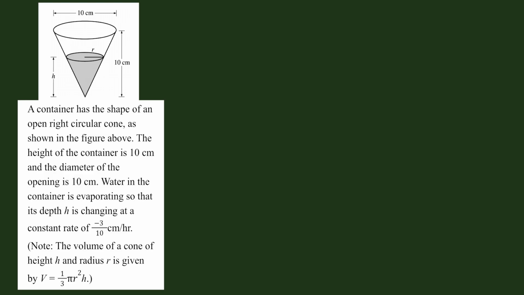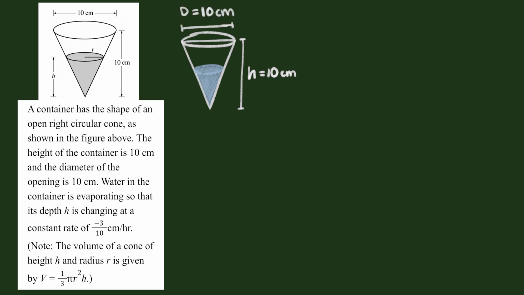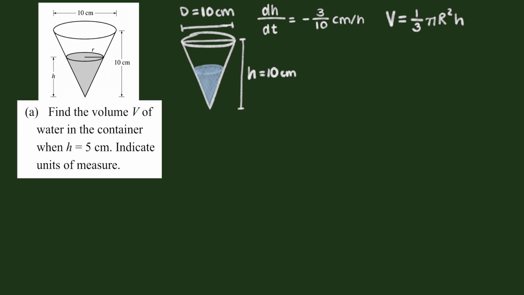First of all, let's write down what's given. H is equal to 10 centimeters, d is also equal to 10 centimeters, and dh over dt is equal to -3/10 of a centimeter per hour. Next, write down the given equation of the volume for future reference. Let's take a look at part A. Find the volume V of water in the container when h is 5 centimeters.